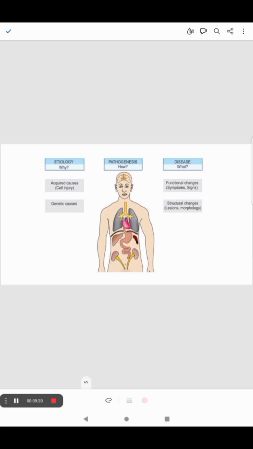Finally, the disease. So disease means what is manifestation? That is clinical manifestation, which can be in the form of signs and symptoms, and at the structural level, that is the morphological changes.